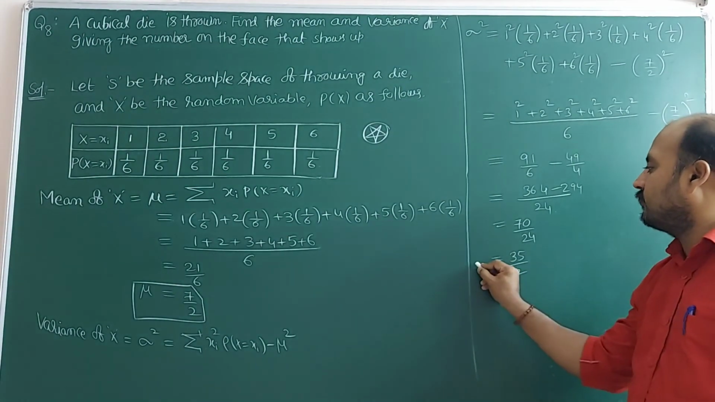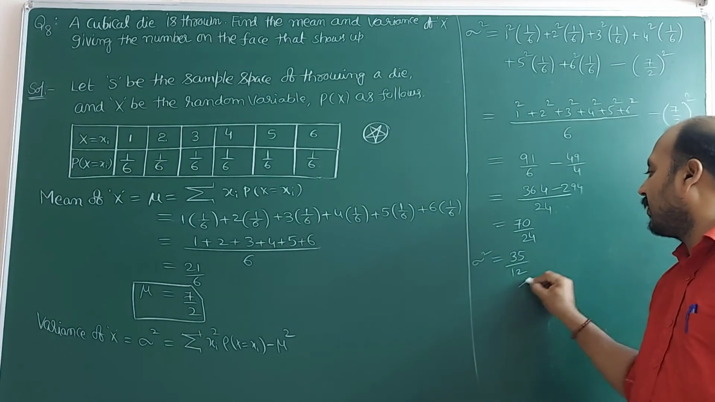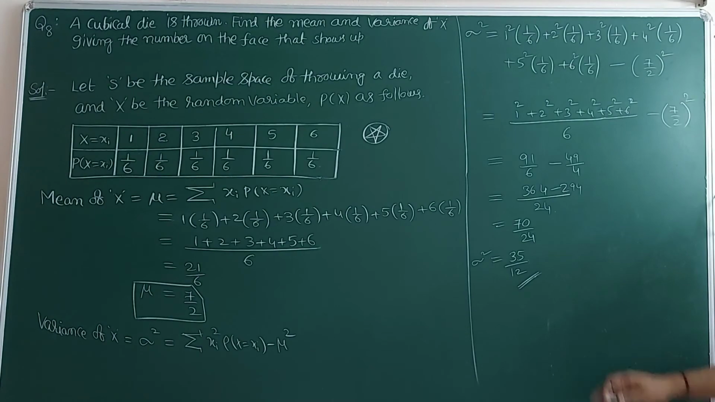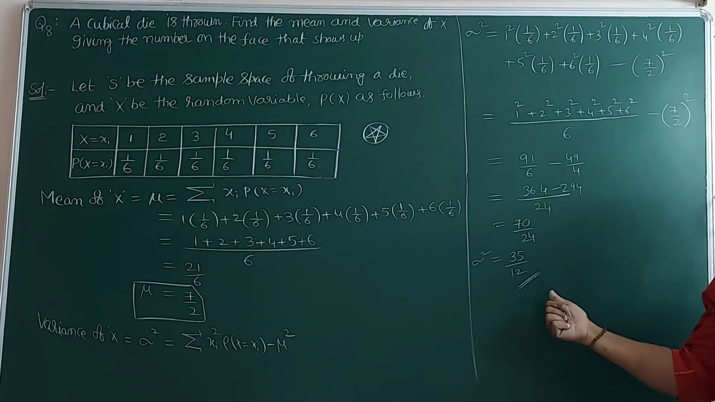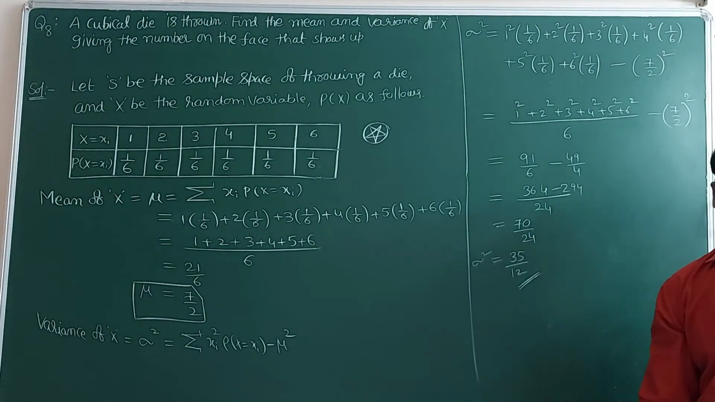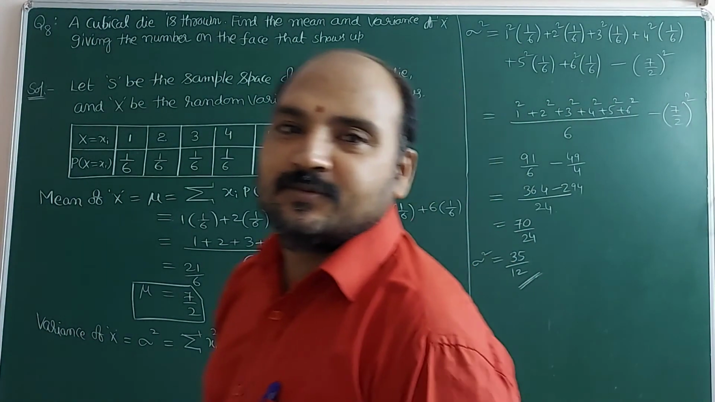Therefore, the variance of the random variable according to the question is 35 by 12. We'll move on to the next question, dear students.